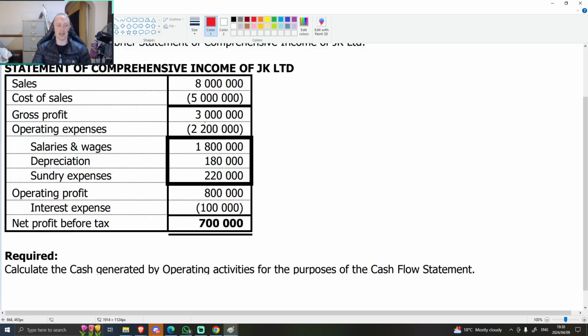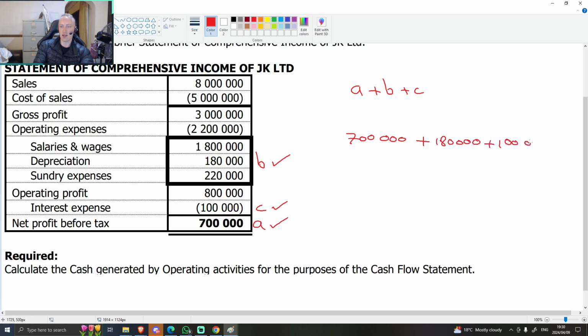So, again, it is net profit before tax. This one, A. Add back depreciation, there's B, so we're going to add B. And add back interest expense, C. Add back C. A plus B plus C. Net profit before tax, add back depreciation, add back interest expense. So that would be 700,000 plus 180,000 plus 100,000, so that would be 980,000.